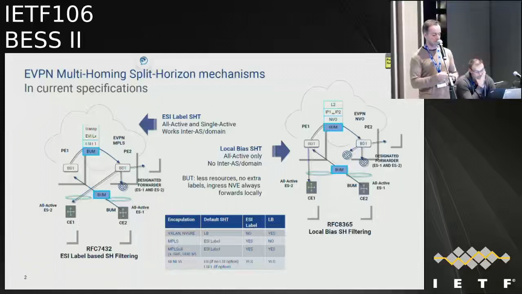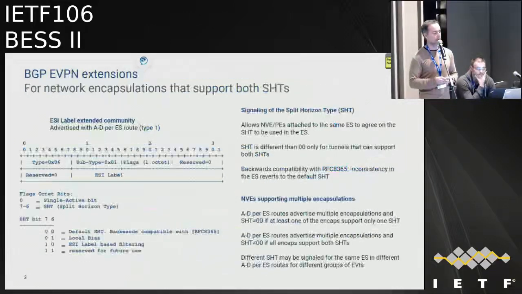So the idea with this draft is to add some very small extension. And in this way, basically, we signal the split horizon type that we want to use in a given Ethernet segment. The idea is that all the PEs in the same Ethernet segment will agree on the same split horizon type. And if they disagree, they fall back to the default type.